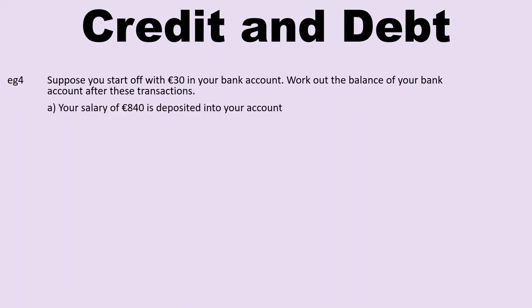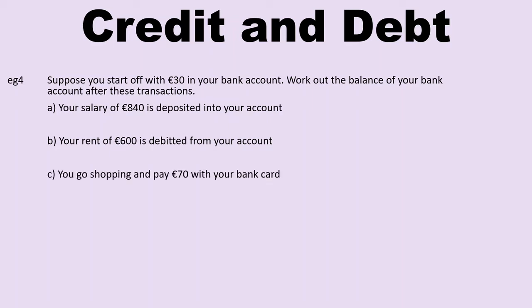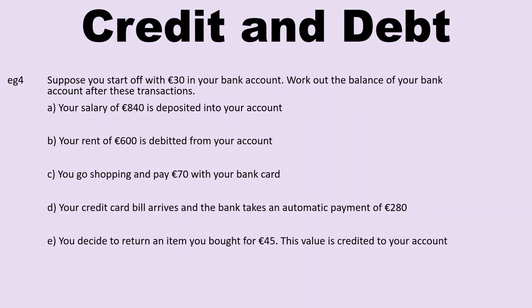First, your salary of 840 euros is deposited into your account. Then your rent of 600 euros is debited from your account. Remember, debt means owing, so if it's debited, it's taken away. Then you go shopping and pay 70 euros with your bank card. You're paying for the things that you're buying, so this is money coming out of your bank. Then your credit card bill arrives and the bank takes an automatic payment of 280 euros. Next, you return an item that you bought for 45 euros. So this value is credited to your account. That is, it is added back into your account.